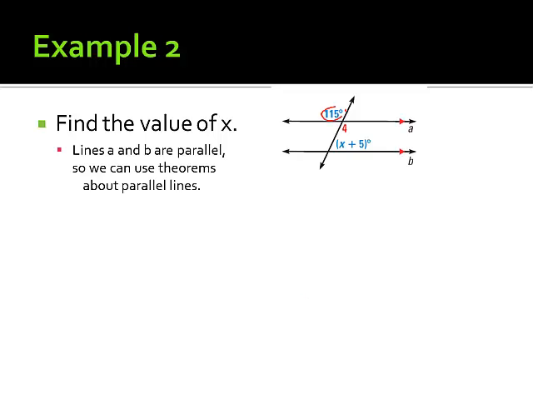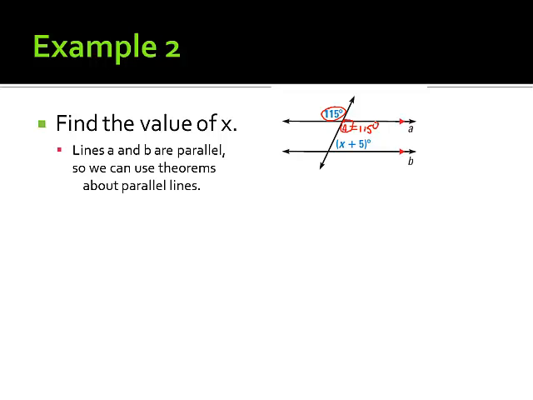I noticed that these two guys are vertical angles. So what do we know about vertical angles? By the vertical angles theorem, they are congruent. So that means angle 4 measures 115 degrees. Okay. What else do we know?